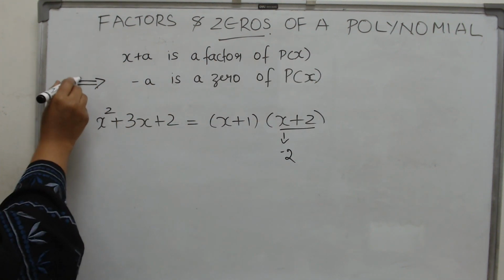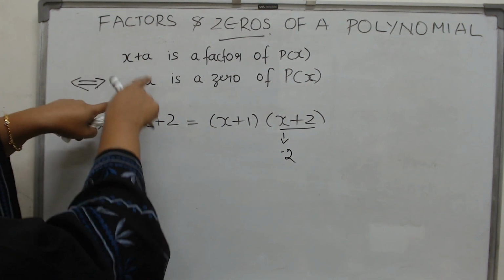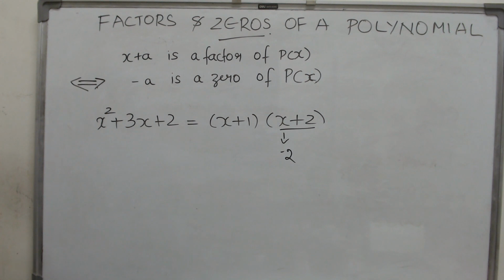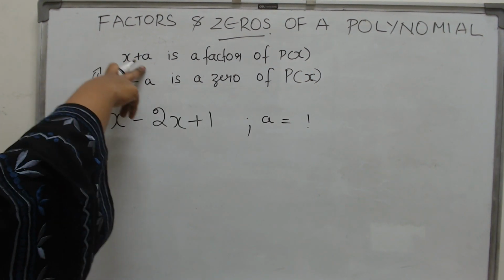Now it works both ways. This is an if and only if sign. Not only from this do you get this, it works the other way also. What does that mean? Let us check it out. Now we are going to prove that it works this way also.